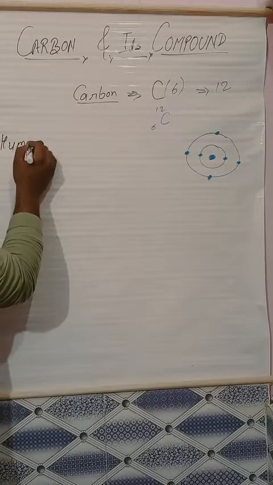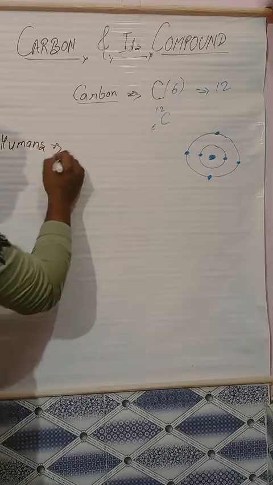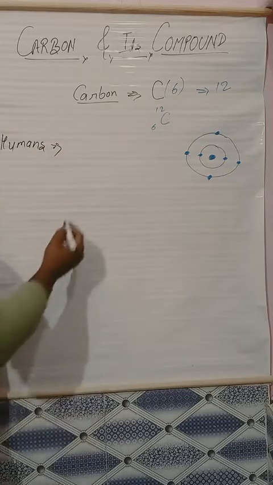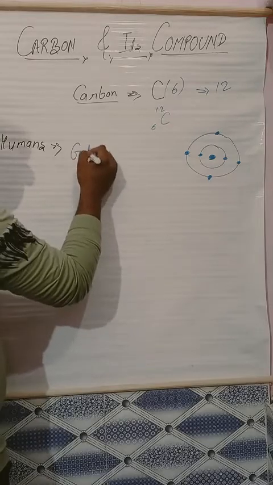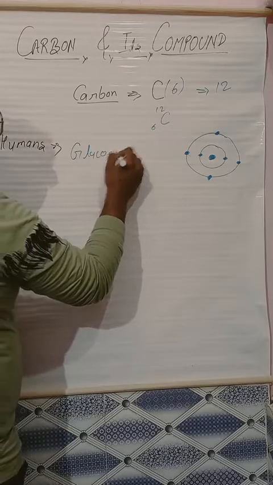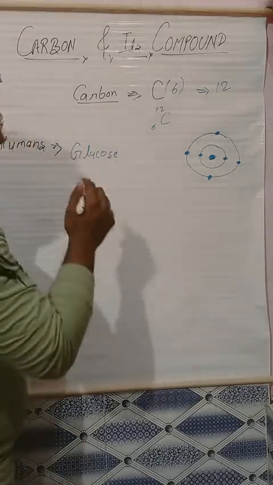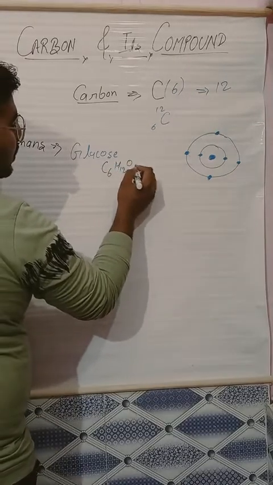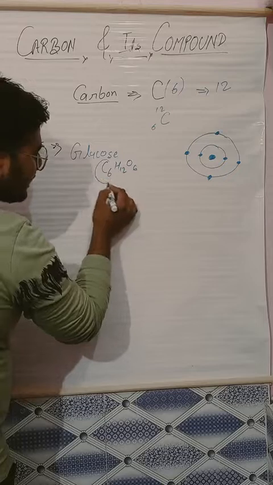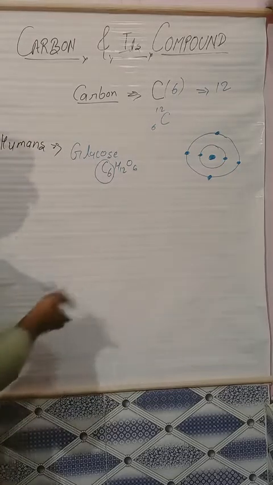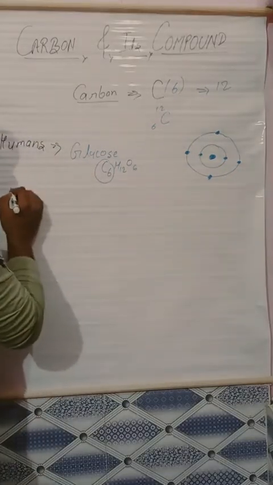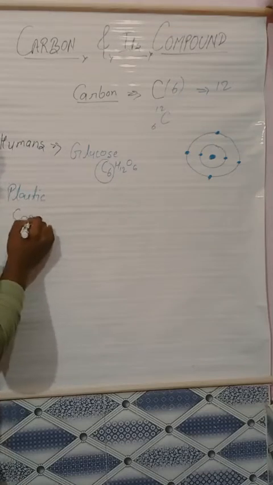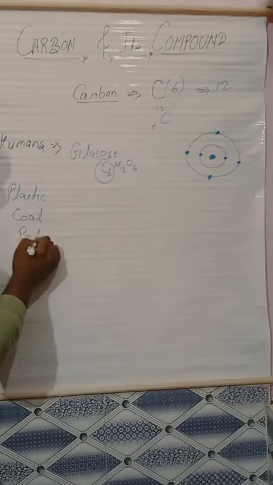what do humans eat? Can anyone suggest? Either it is human or it is animal, they all are eating glucose. And I hope that you all will have remembered the formula of glucose, that is C6H12O6. So in that you can see carbon is there. Okay. After that, plastic, coal, petroleum.